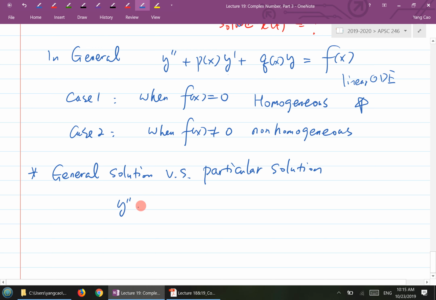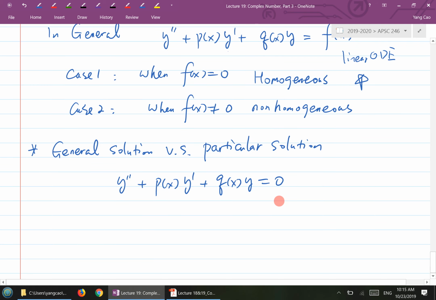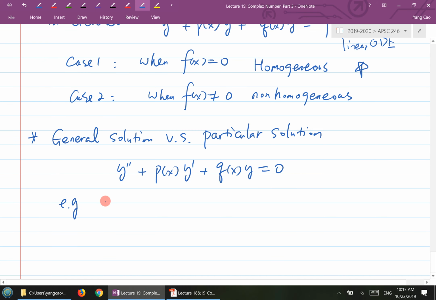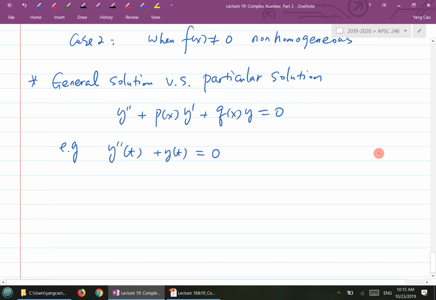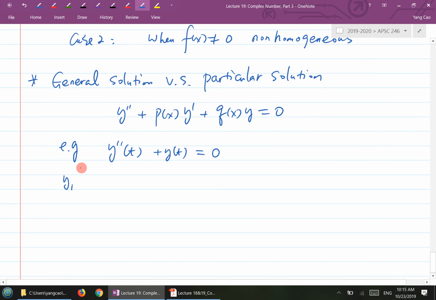So let's start with the homogeneous one here, with the input set to 0. I'll give you one example. Let's say I have a system like this. I changed the x to t, but you should understand that's just the independent variable. Let's say you have a second order ODE like this. Now without knowing how to solve it, I'll give you a solution. You'll see that y1 of t equal to cosine t is a solution, and y2 of t equal to sine t is also a solution.